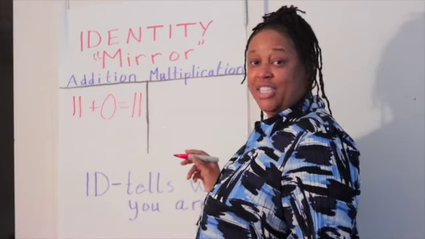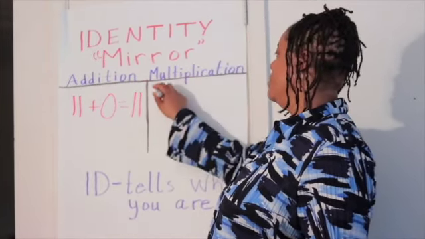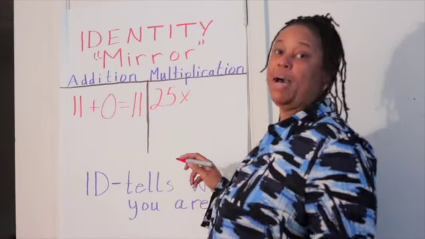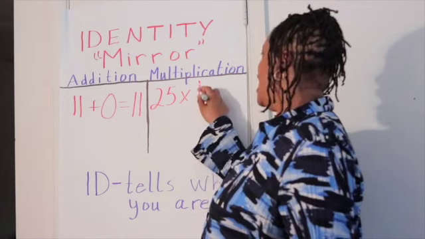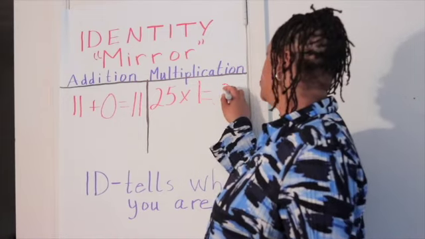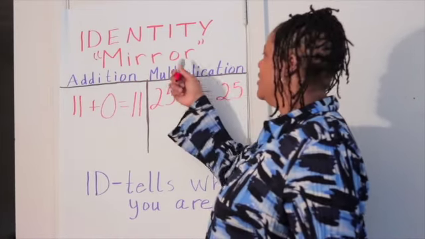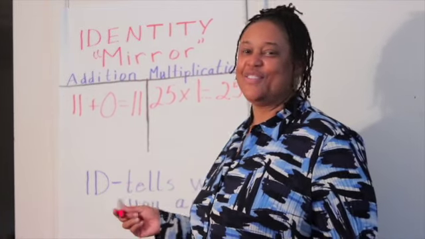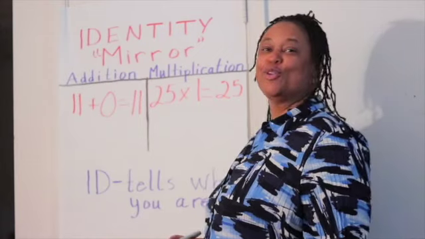In multiplication, if I take any number, 25, and multiply it by 1, I would still get 25. So go look at your beautiful selves in the mirror and see yourself. Your ID tells who you are.